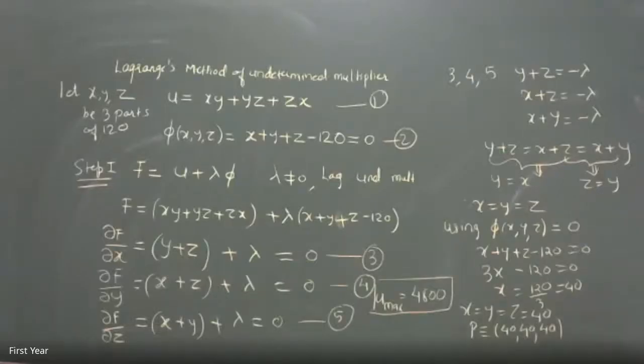x is equal to y is equal to z is equal to 40, that is the point 40, 40, 40, and the maximum value is 4800. Okay. Fine.